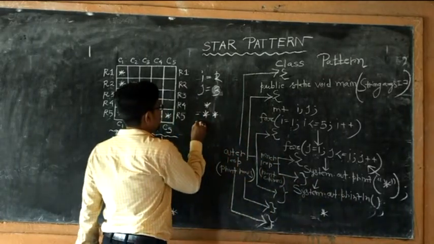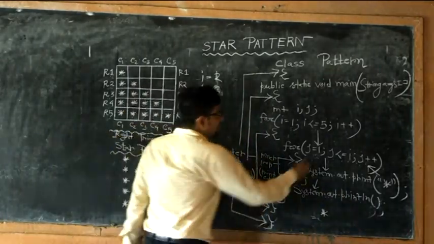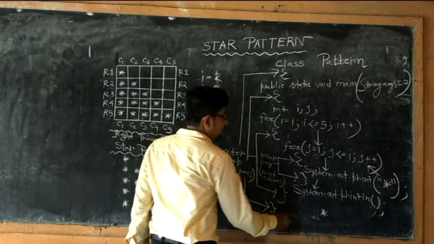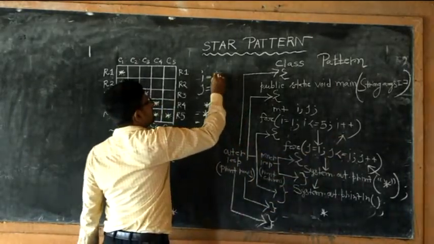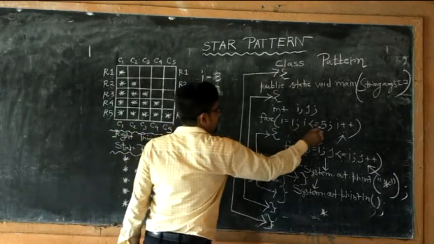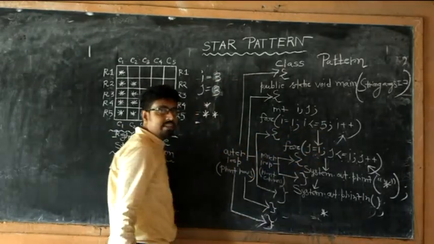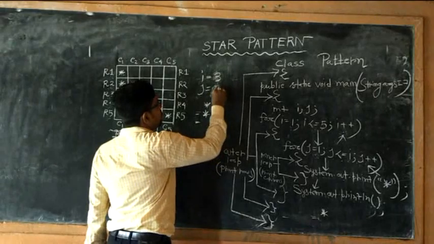Your cursor comes to this line and blinks here. Then i plus plus. Your logic now comes here. i plus plus. Now i value is becoming 3. 3 less than or equal to 5, condition true. It will come to the next line, the inner loop section. j will start from 1.